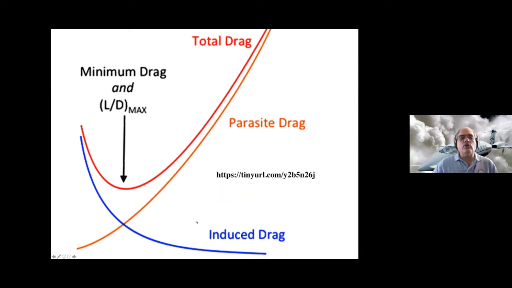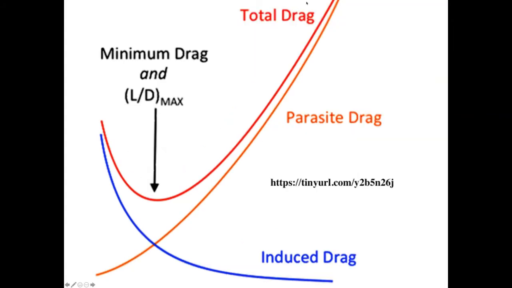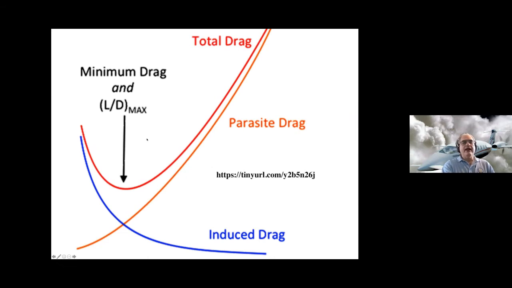So here's the total drag of an airplane as I go from slow to fast, from left to right. You can see the induced drag starts very high and reduces. And the parasite drag, which is all the rest of the drag, goes up with the square of the speed. The total drag has this shape here, which we call a drag bucket for obvious reasons. And the drag bucket, where the two drags are equal, is actually where the minimum drag happens.